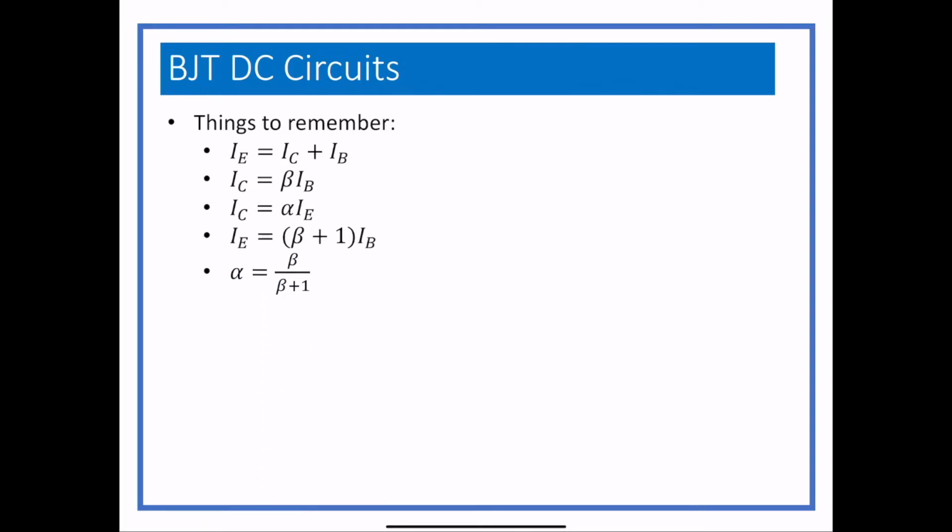And then alpha you can find if you know beta by taking beta over beta plus 1, and if you know alpha, you can find beta by taking alpha over 1 minus alpha.